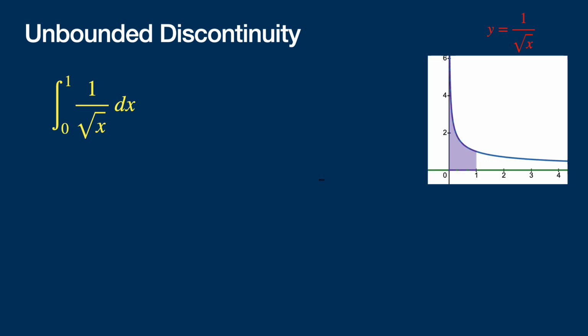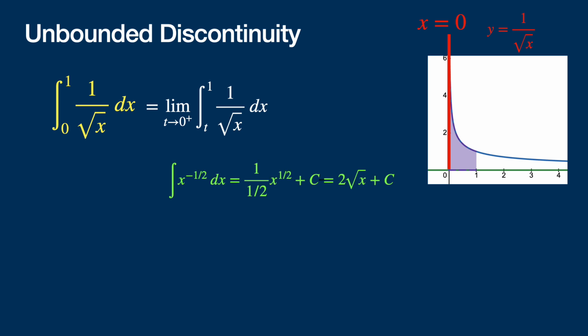I sketched it. This integral means you're going to find the area below the curve between 0 and 1. Can you see the vertical asymptote right there? That's the vertical asymptote x equals 0. 0 is the lower limit. In that case, we cannot apply the first fundamental theorem. We have to use the definition of an improper integral. So, the limit as t approaches 0 from the positive side of the integral from t to 1 of 1 over square root x dx.